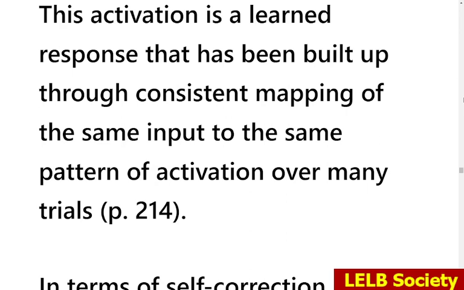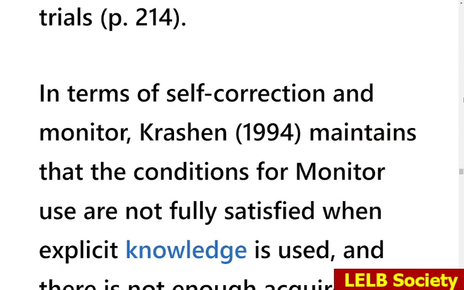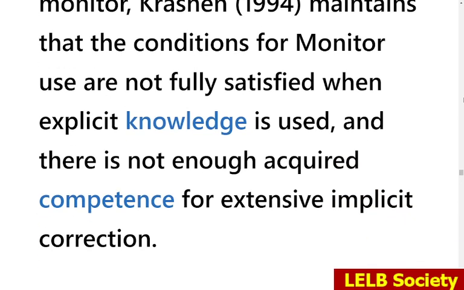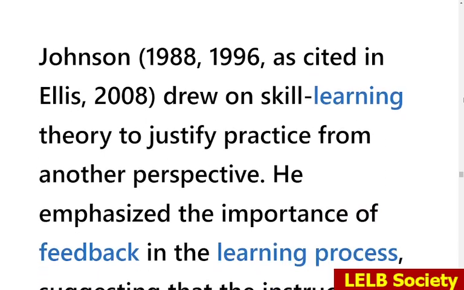Page 214. In terms of self-correction and monitor, Krashen, 1994, maintains that the conditions for monitor use are not fully satisfied when explicit knowledge is used, and there is not enough acquired competence for extensive implicit correction. Johnson, 1988-1996, as cited in Ellis 2008, drew on skill learning theory to justify practice from another perspective.